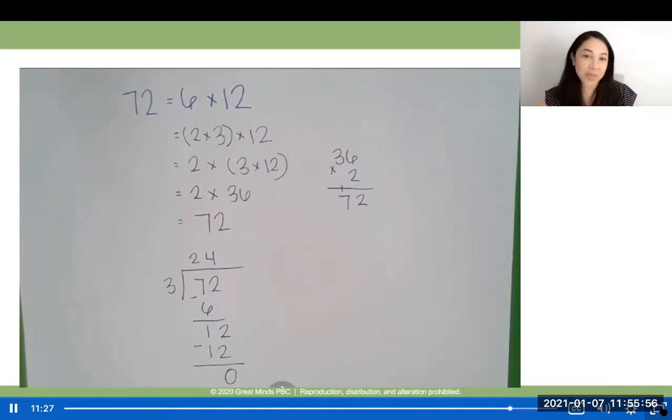Go ahead and take a moment to compare your work with mine. Here you can see that I used both associative property and long division to show that both 2 and 3 are factors of 72. We know that 2 and 3 are factors of 72 because 6 is a factor of 72.